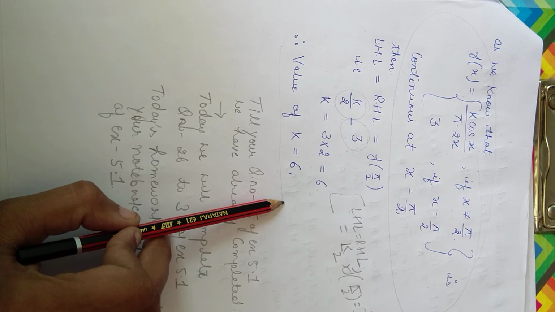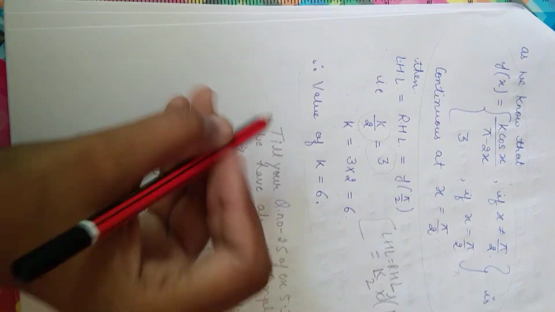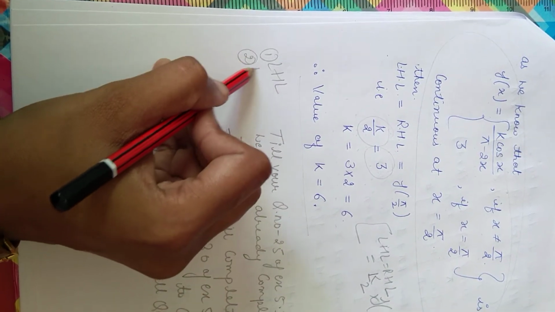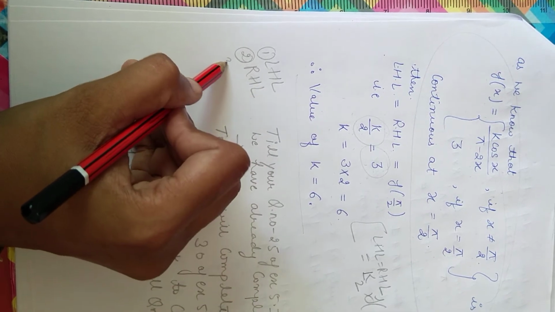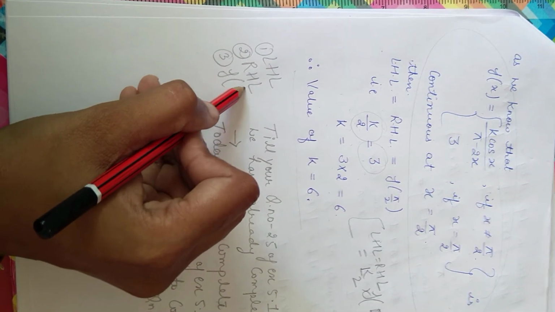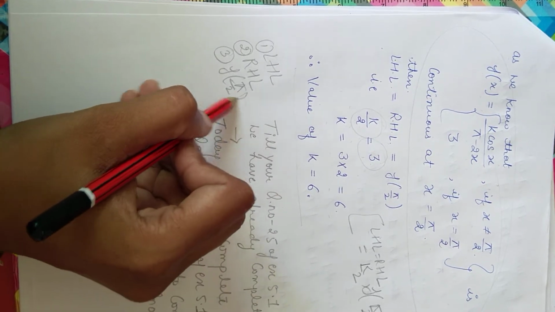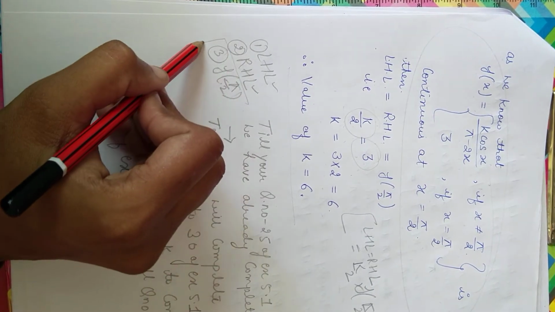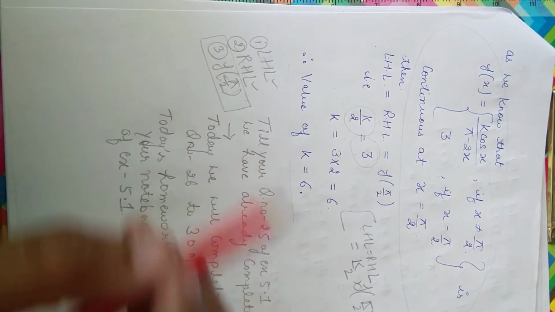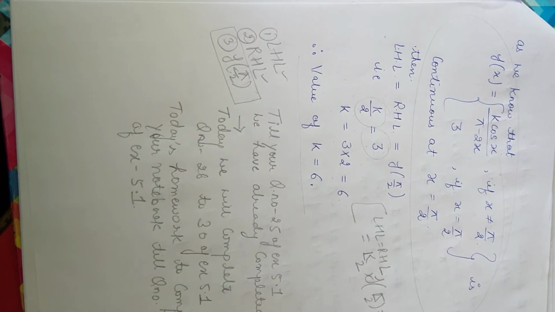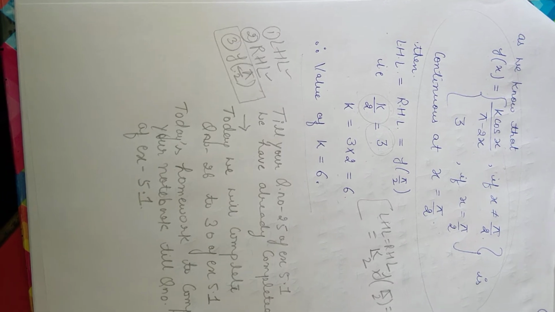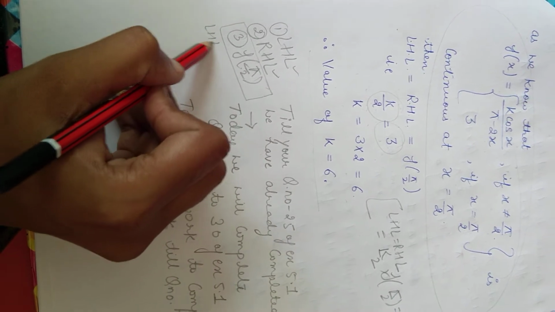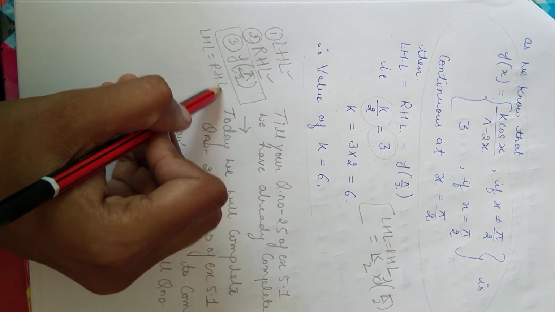Now again I am telling you what 3 things we have done over here. First we have found out LHL, second we have found out RHL, and thirdly we have found out f of pi by 2. After finding this, we came to know that these two were the same, but this value was not the same, but it was already given in the question that the function is continuous. So accordingly we have written LHL is equal to RHL is equal to f of pi by 2.